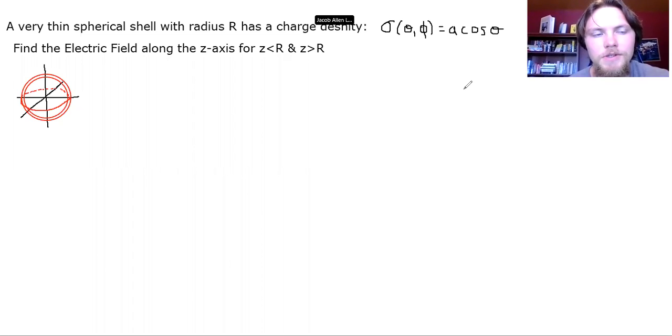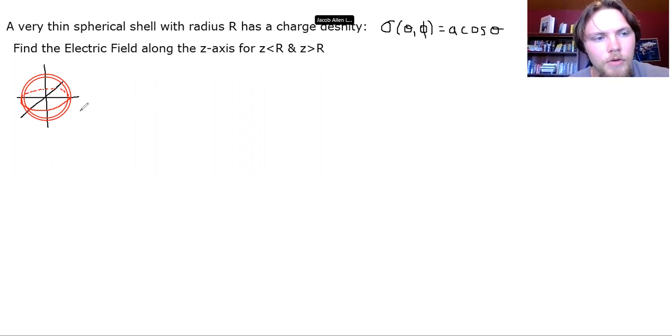So the question says, a very thin spherical shell with radius r has a charge density sigma that depends on both theta and phi, of a cosine theta, where a is a constant. You may notice that there's no phi in this equation for the charge density. That just means that in the phi direction, it's uniform, and that's going to help us later when we have to integrate. And we also need to find the electric field along the z-axis for z less than the radius and z greater than the radius.